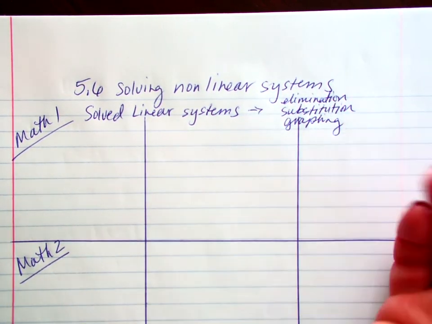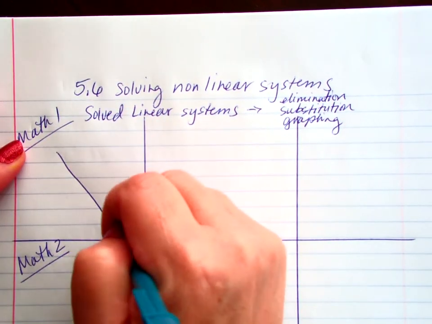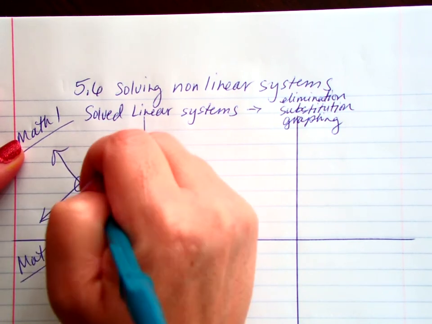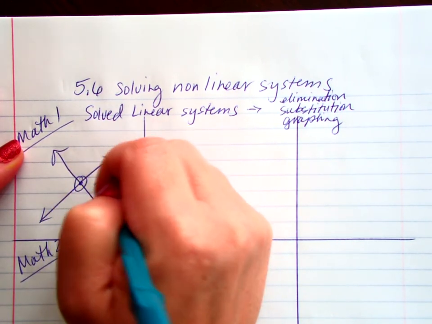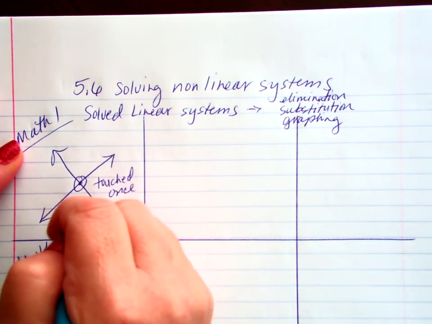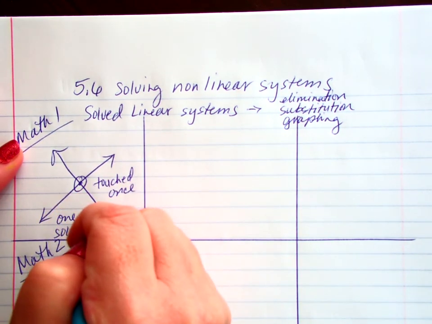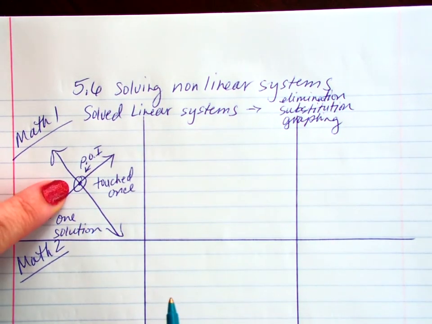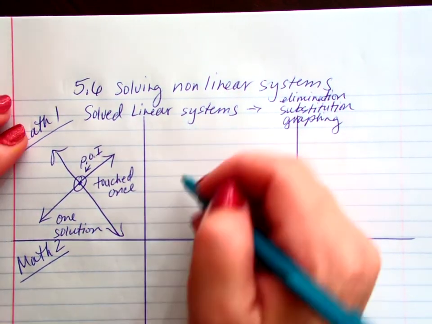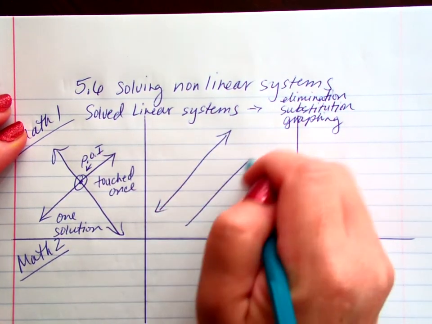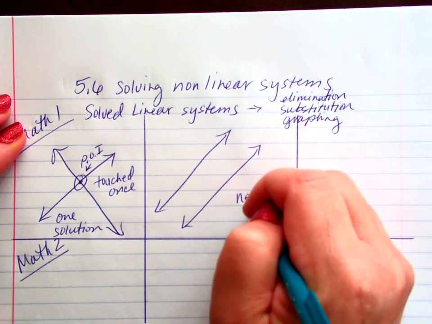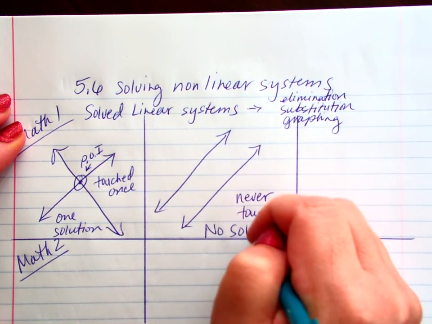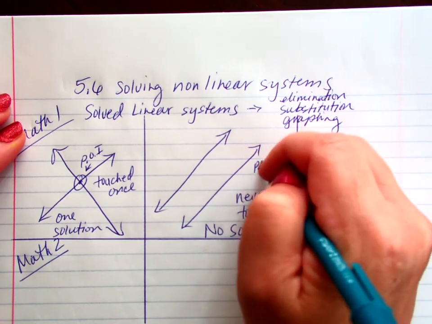When we solved a linear system, sometimes we got two lines that touched once. This was known as one solution to the system, and that was called our point of intersection, right? We got one dot where they both touched. Sometimes we had two lines that never touched. This was known as no solution, and this is when they were parallel lines.